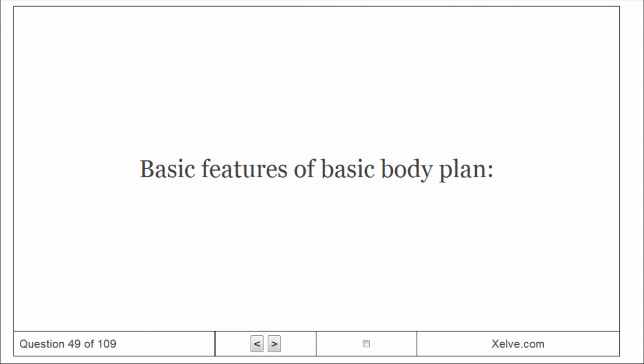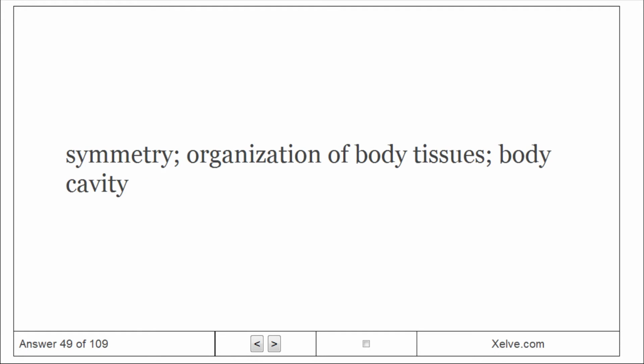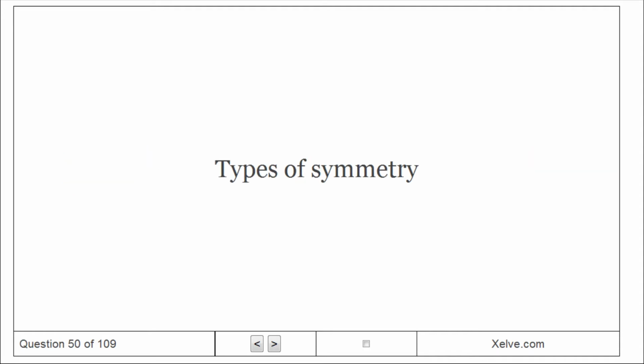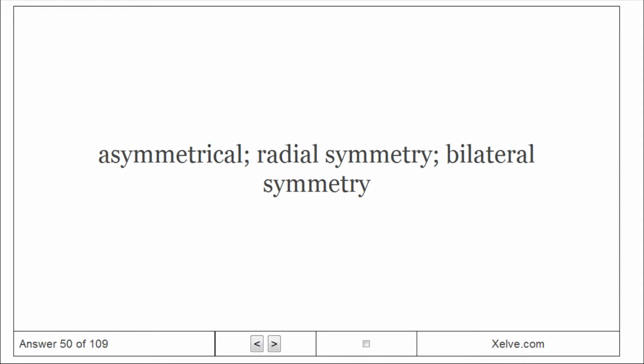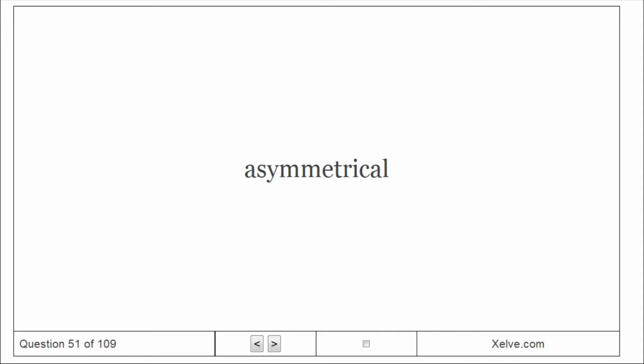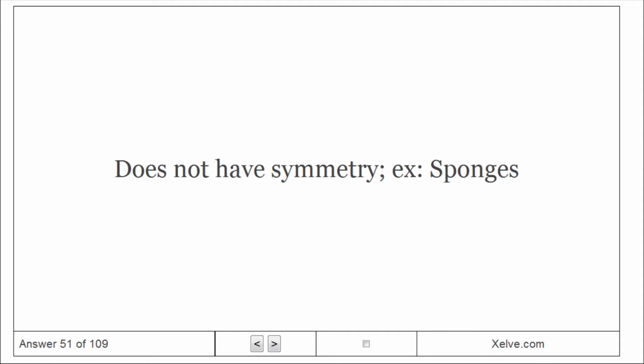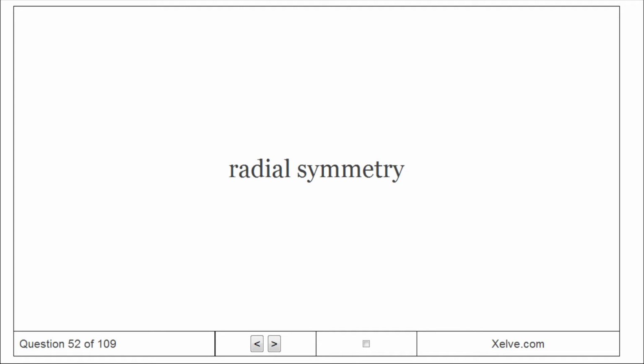Basic features of a basic body plan: symmetry, organization of body tissues, body cavity. Types of symmetry: asymmetrical, radial symmetry, bilateral symmetry. Asymmetrical. Does not have symmetry. Example: sponges. Radial symmetry.